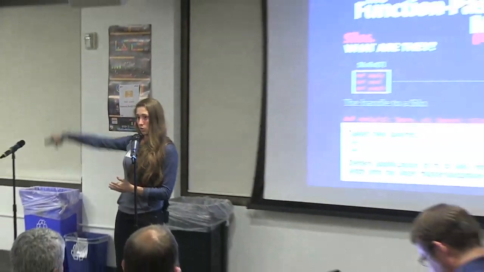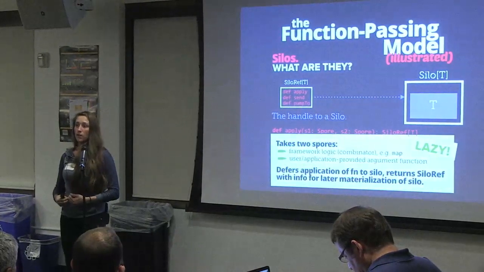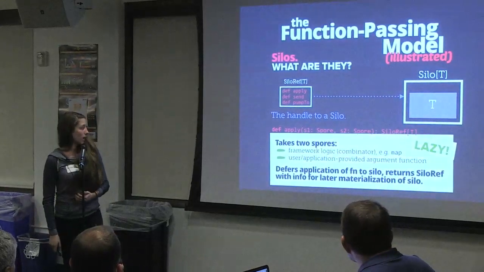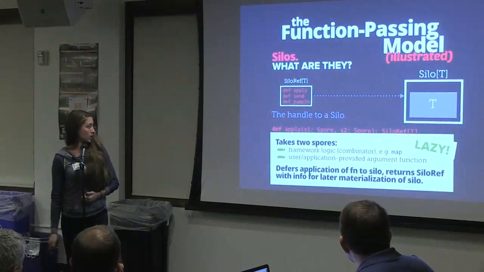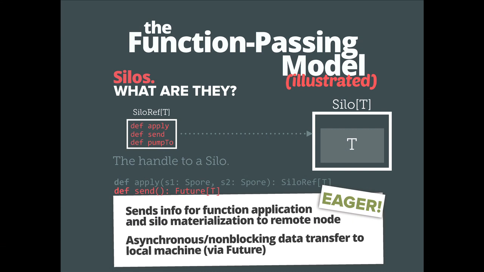It figures out how to apply functions together. It kind of queues them up, and it defers the actual application of these things to your remote data until you force it to be sent, until you send it over the network. And that's the send operator. That's actually eager.